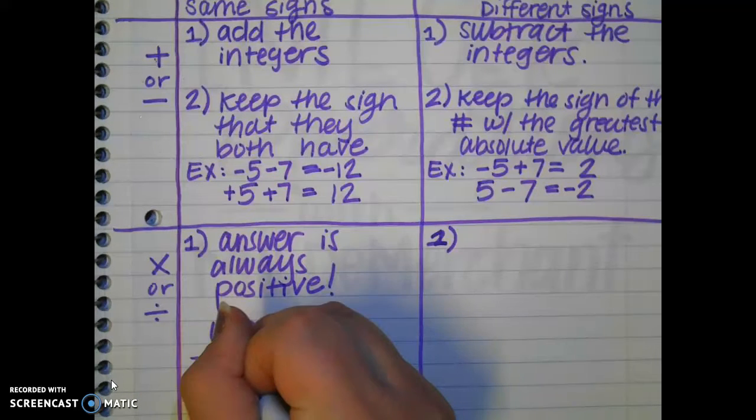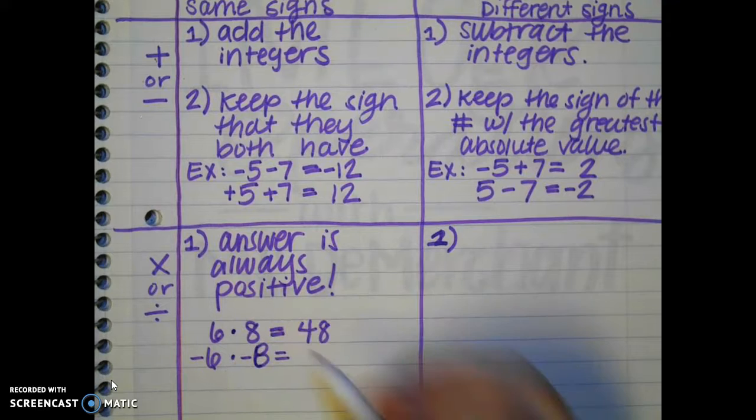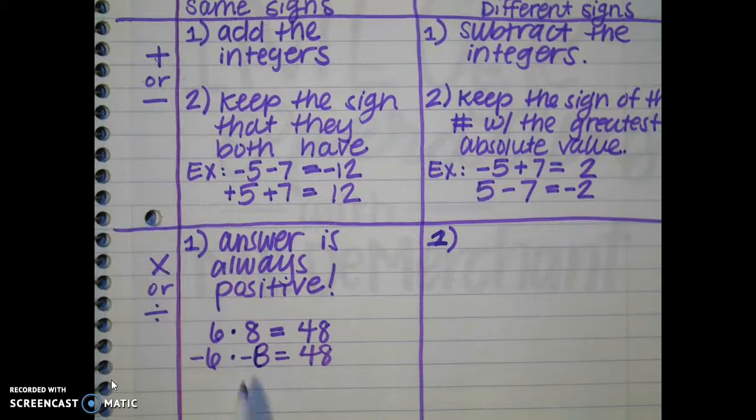We have a negative 6 times a negative 8. It's still going to give us positive 48 because they have the same signs. Even though they're both negative, their answer is going to turn out positive.